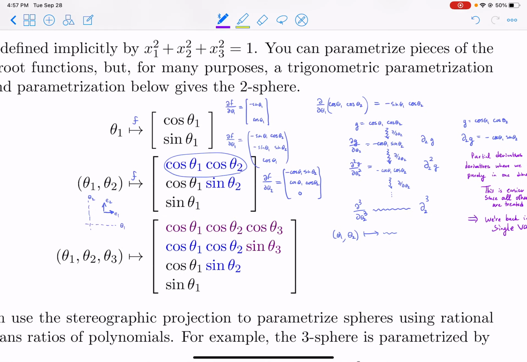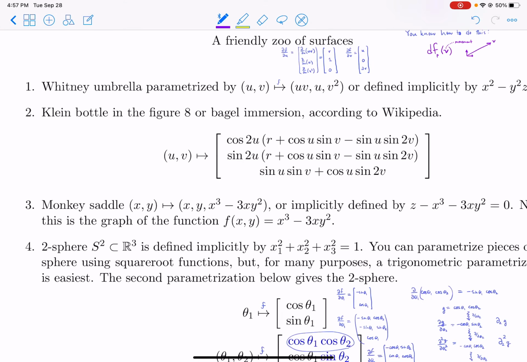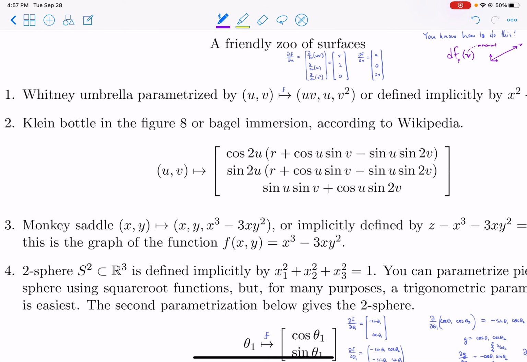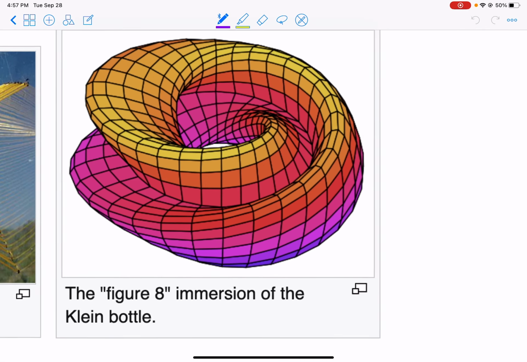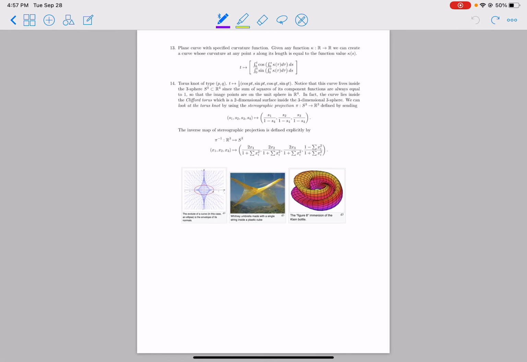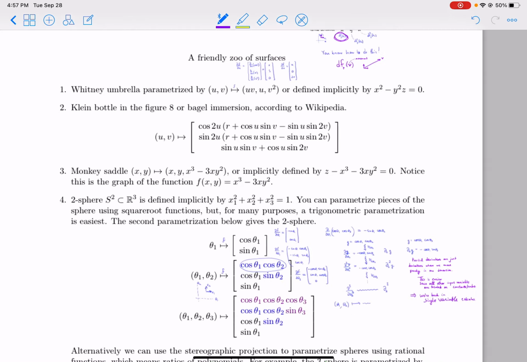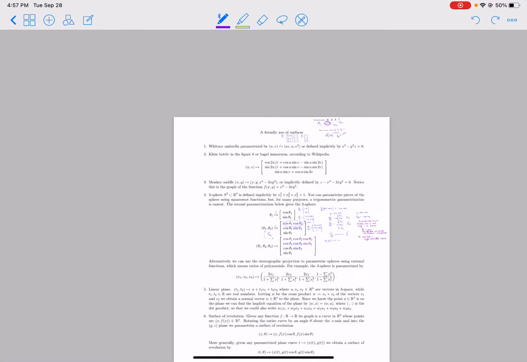good. So take a look at this friendly zoo of surfaces and see if you can calculate the partial derivatives. For example, of the Klein bottle in the bagel immersion, according to Wikipedia, which looks like this. You could do this in GeoGebra. That would be fun. So you can just find this formula. Okay, everybody, that's partial derivatives.